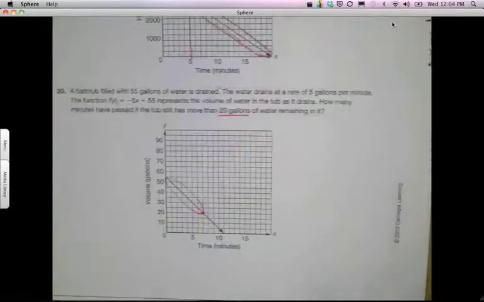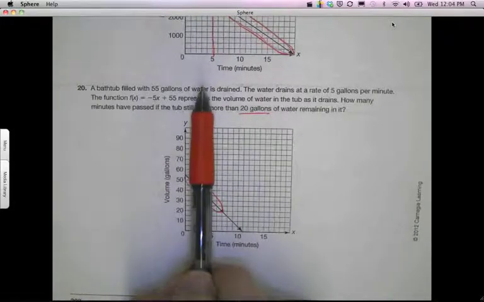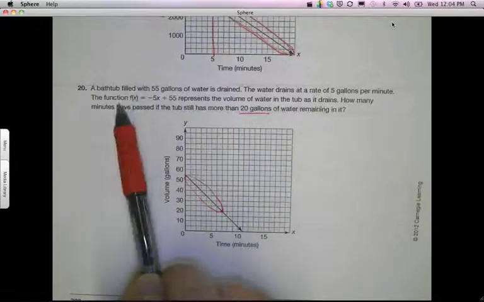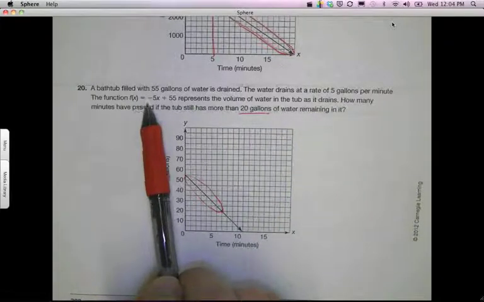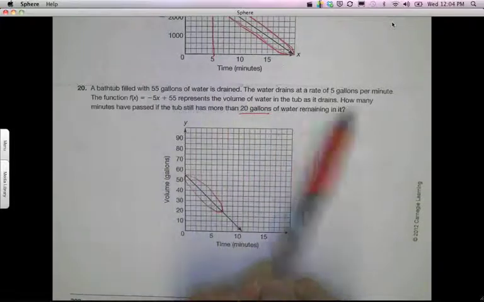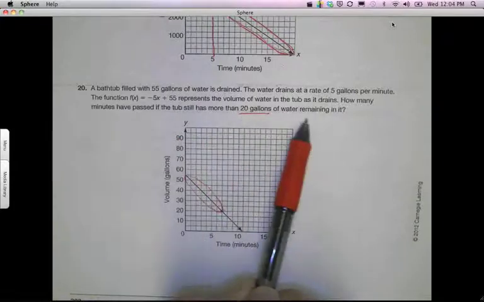Down here below, in question 20, it's got a bathtub filling with 55 gallons of water. The water drains at a rate of 5 gallons per minute, and the function f of x is equal to negative 5x plus 55 represents the volume of water in the tub as it drains. How many minutes have passed if the tub still has more than 20 gallons of water remaining in it?